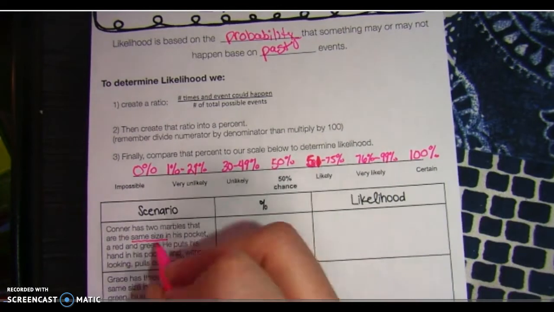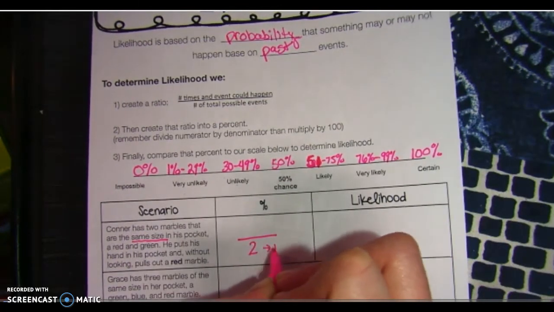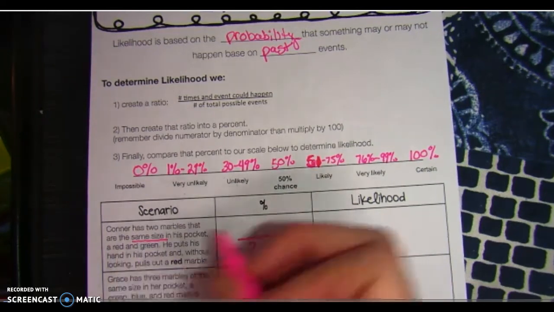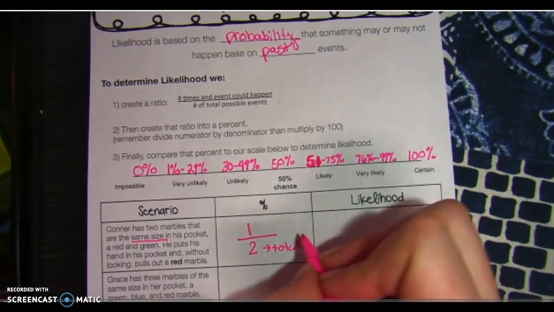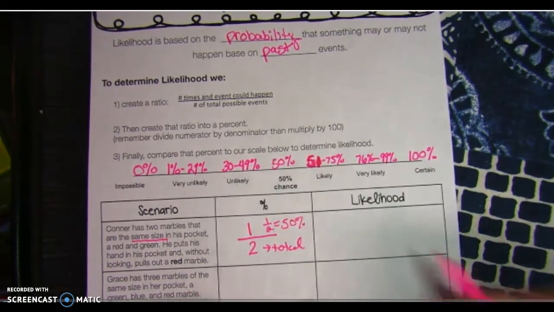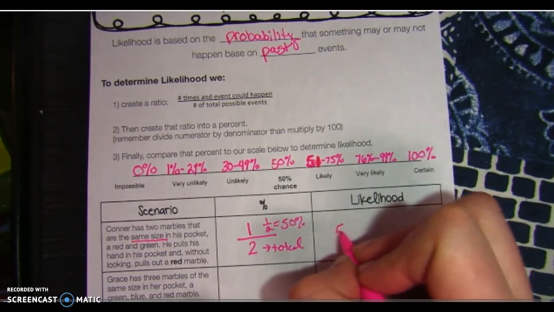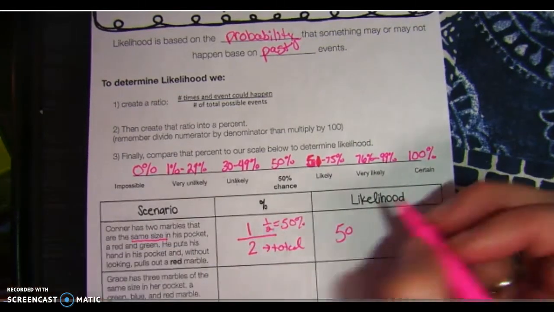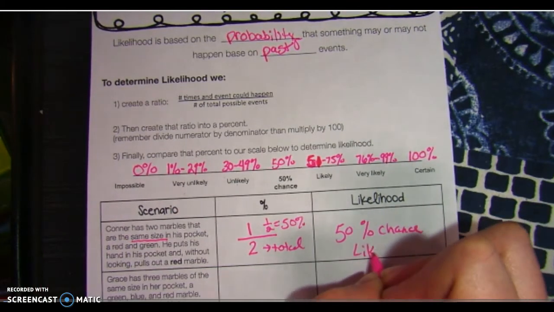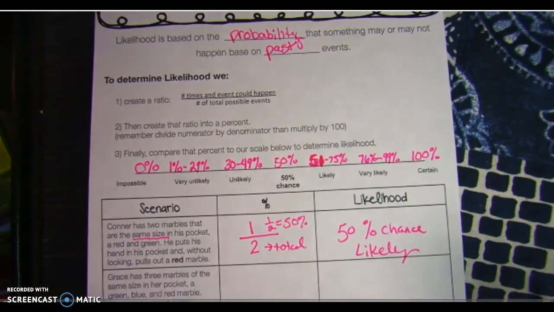There are two marbles in, so this is the total, and he wants the red. He only has one red. So 1 over 2 is 50%. So we would say his likelihood, if we look up here, is about a 50% chance. Okay, we can say it's kind of likely. All right, something along those lines.